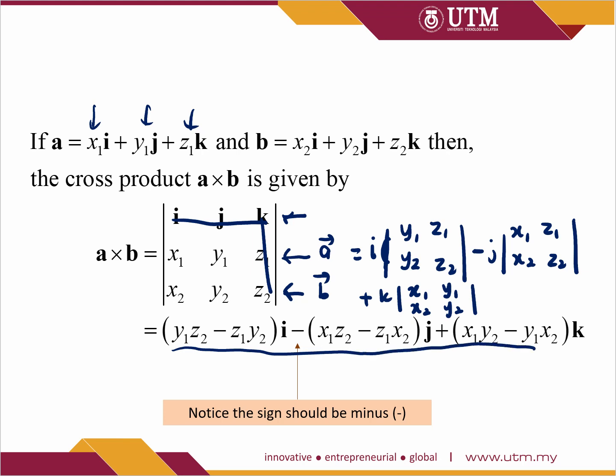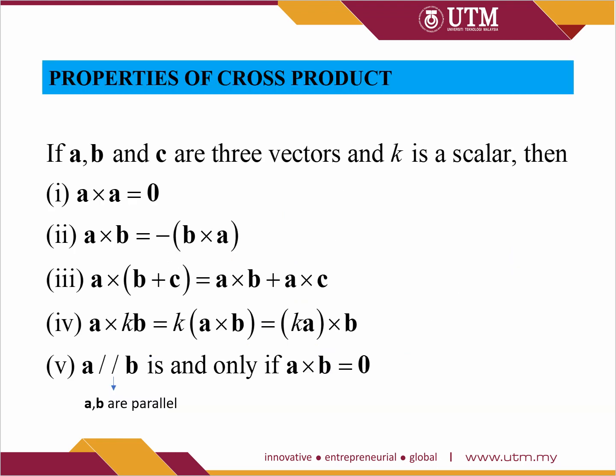This is very important, the most important part. The sign should be minus here because this one involves the cofactor. Alright, so these are the properties of the cross product.